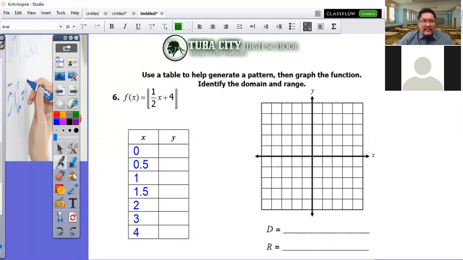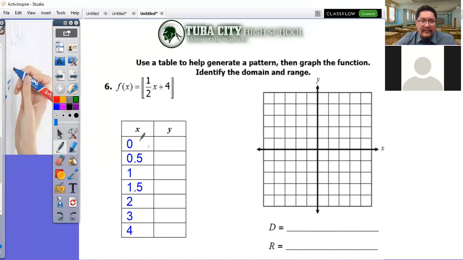So let's go ahead and start filling in what we have. Let's put 0 in here. So 0 times 1/2. Well, that's easy. 0 times anything is always going to be 0. So I'm going to put that in there. And we are going to have 1/2 times 0 is 0, 0 plus 4. And then here we have 0.5.